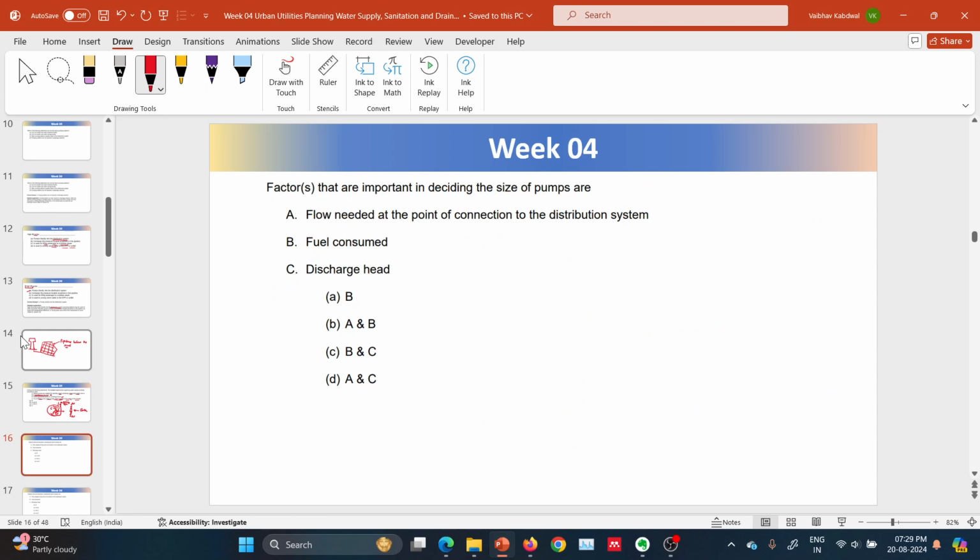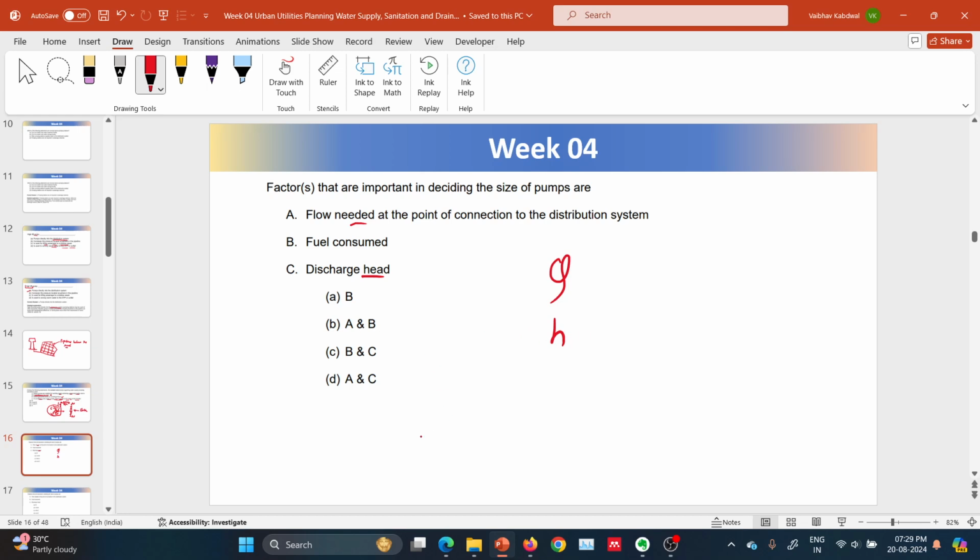Factors that are important in deciding the size of pumps are: flow needed at the point of connection to the distribution system, fuel consumed, discharge head. So there are only two parameters which are required to decide the pumping requirement, or the horsepower of the pump. One is how much discharge we need to provide, and how much head, from which level to which level the water is provided.